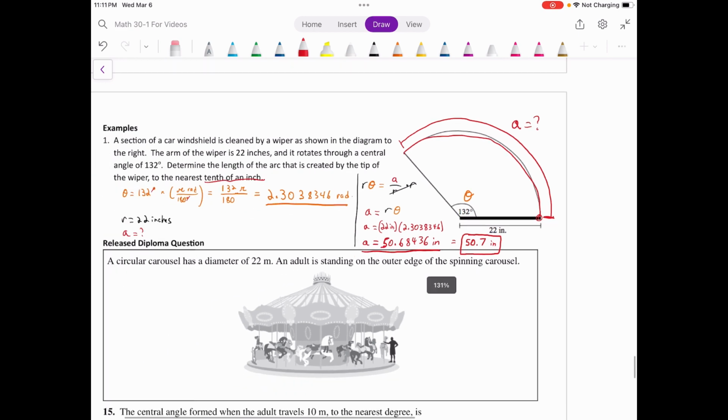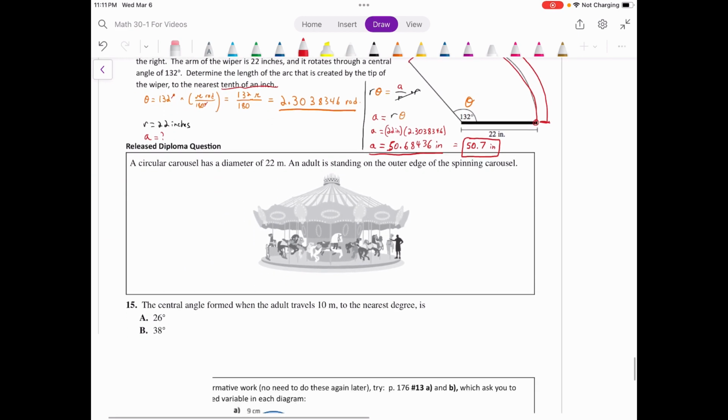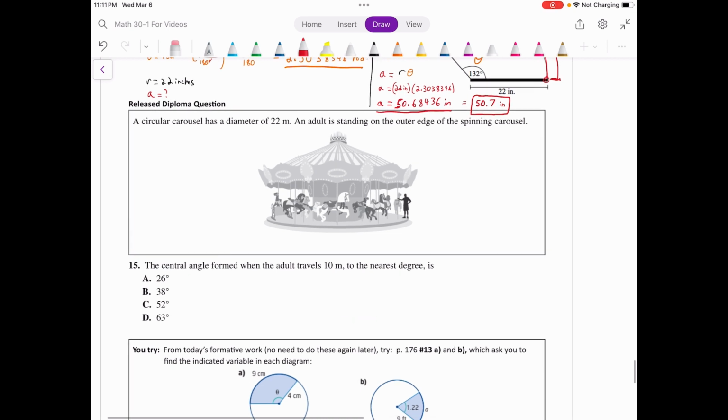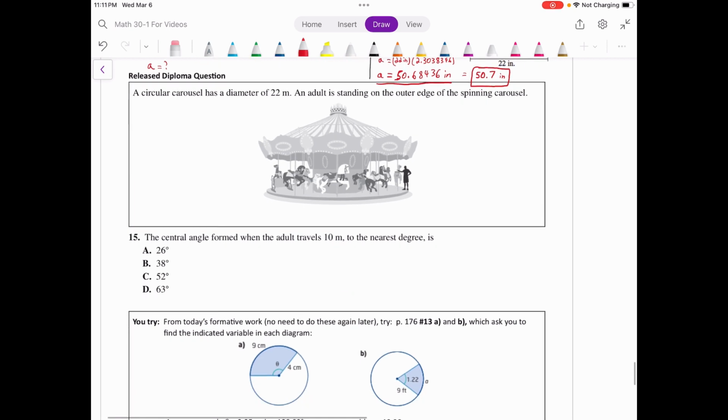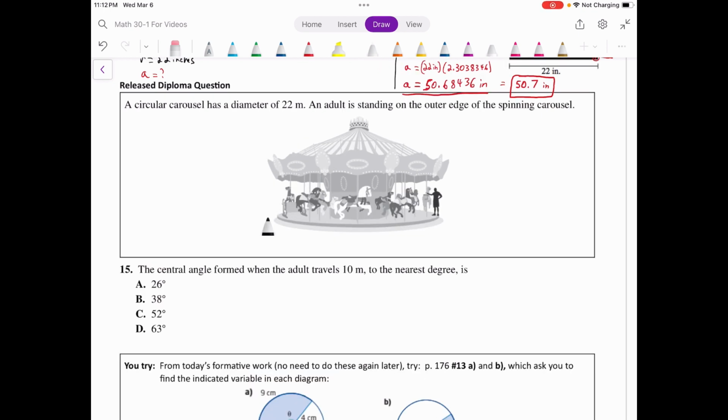All right. One more example here, a released diploma question. Let's try it out, and then that is lesson 1 of trig done. So often, like I said, a good idea to read what we call the question stem, the actual question, before you read the source, the information. So the central angle formed when the adult travels 10 meters, to the nearest degree, is. Okay, so we're looking for an angle when the adult travels 10 meters. Let's read the question, see if we can figure out what's going on.